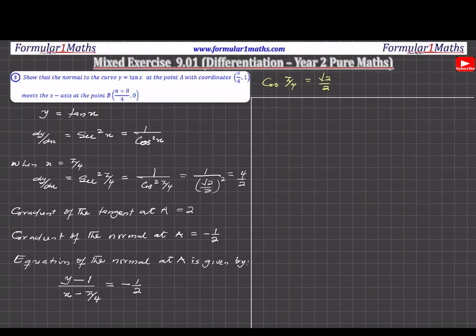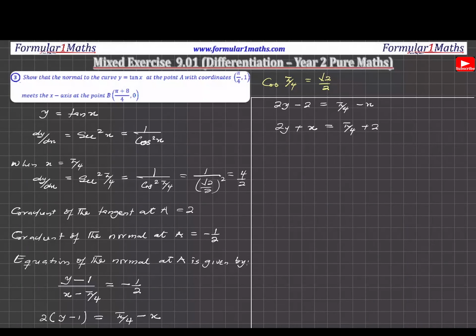So if I cross multiply, I'm going to get 2y minus 1 is equal to pi on 4 minus x. If I expand the left-hand side, I'm going to get 2y minus 2 is equal to pi over 4 minus x. Then I'm going to rewrite this equation appropriately to get 2y plus x is equal to pi on 4 plus 2.